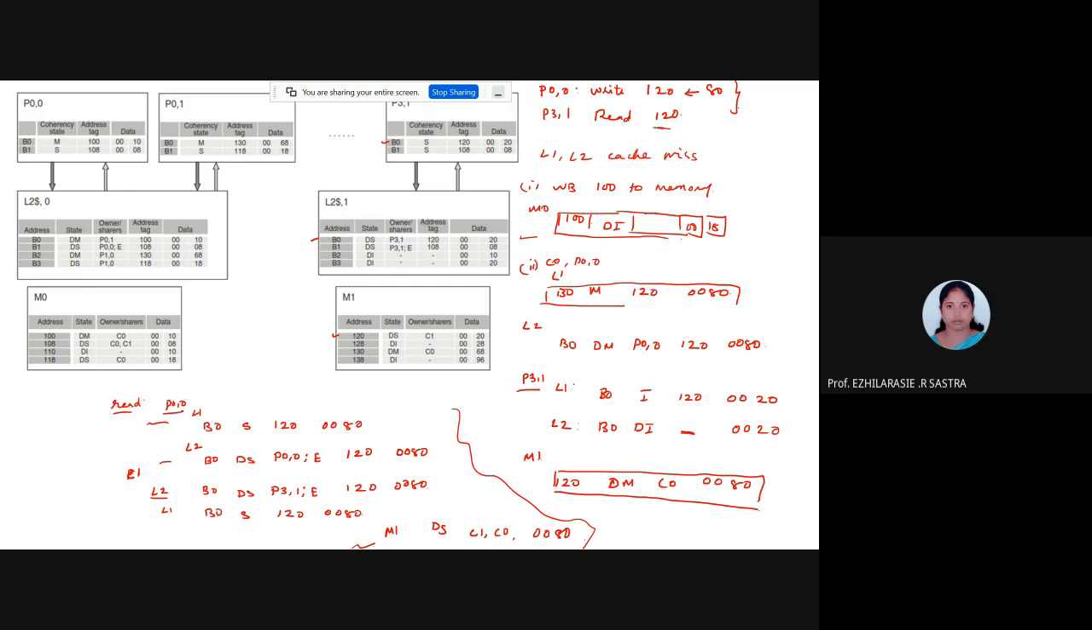Clear? Like this, you may get some other operations, and accordingly you have to update the steps.